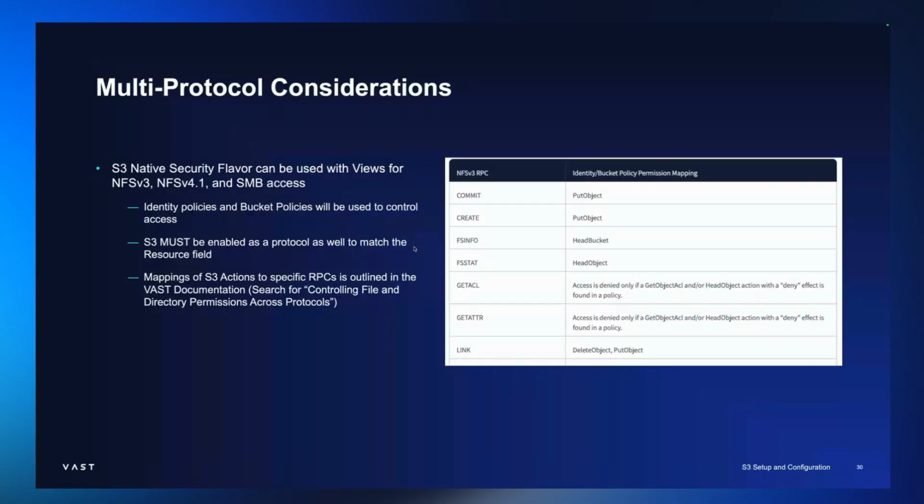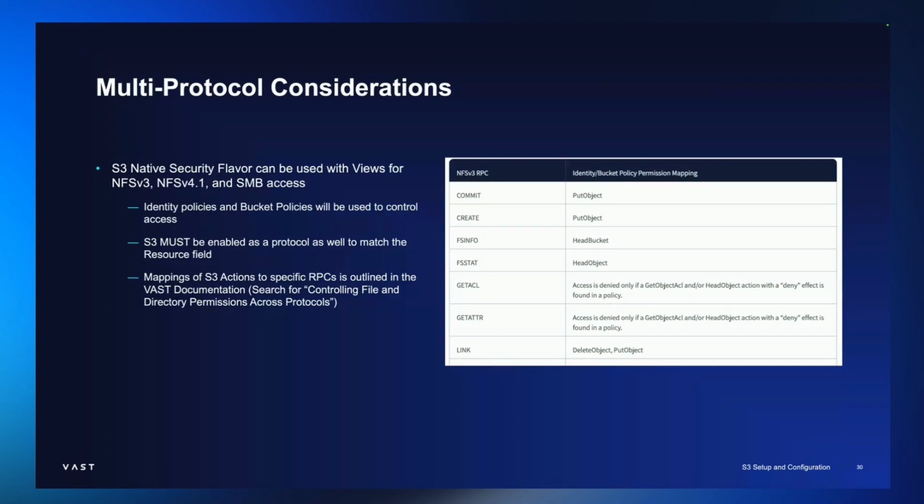We do have information in the documentation as to how, let's say, a head object or a put object or a get object command maps to the NFS RPC call. We do have tables in there as to how those map. But generally, if you just think about it, hey, I want to have a read-only file system, then with the identity policy, I have a read-only bucket policy where it's going to be all the S3 get commands, all the S3 head commands, all the S3 list commands. That will apply to the same kind of access for SMB or NFS.